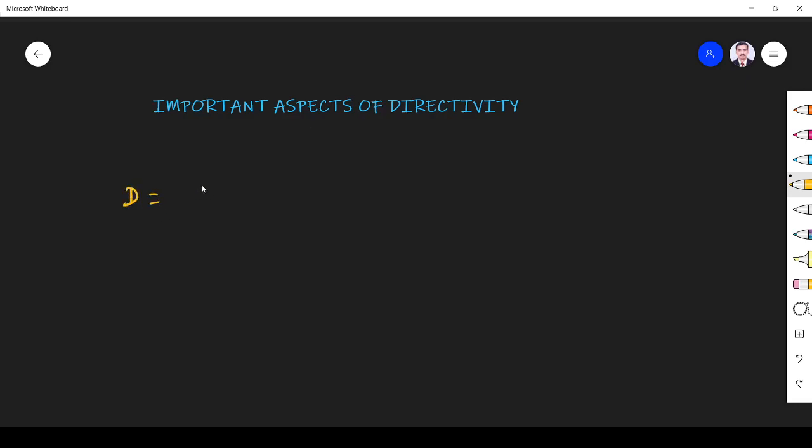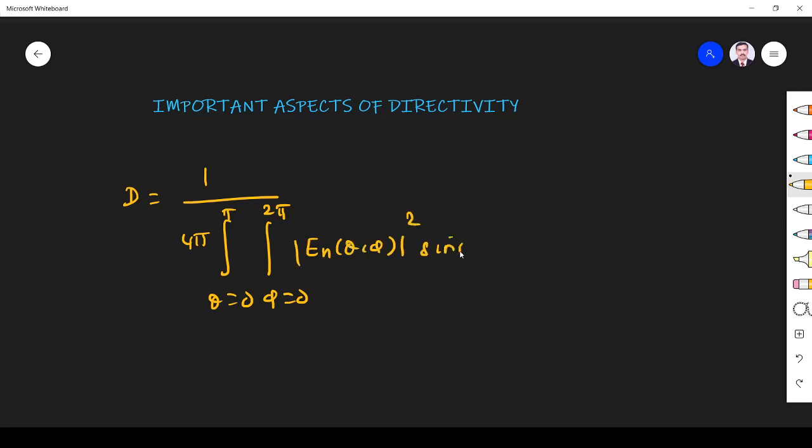Directivity is given by 1 divided by 4 pi, theta goes from 0 to pi, phi goes from 0 to 2 pi, En theta phi squared sin theta d theta d phi, right? This we know. What is that? It is maximum radiated power divided by average radiated power. All this I have explained in a video on directivity. Please refer to that. Here we will continue.